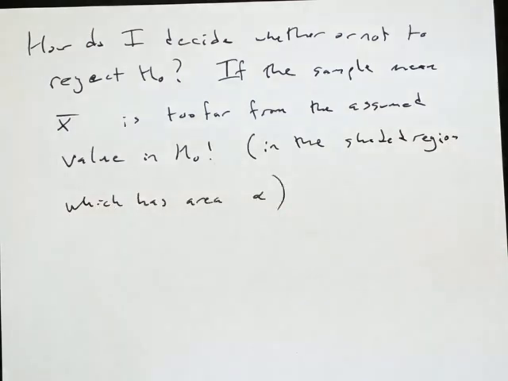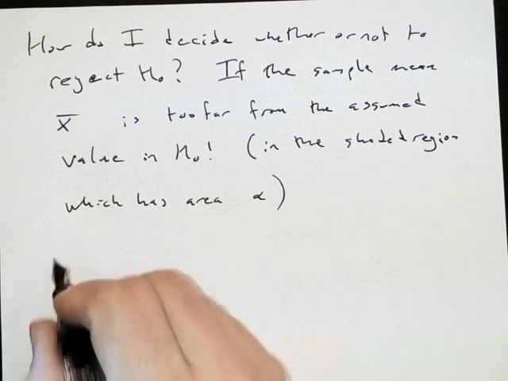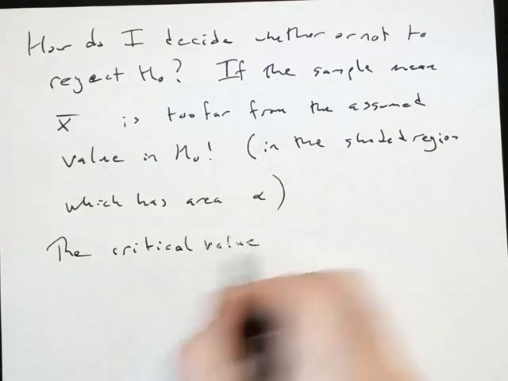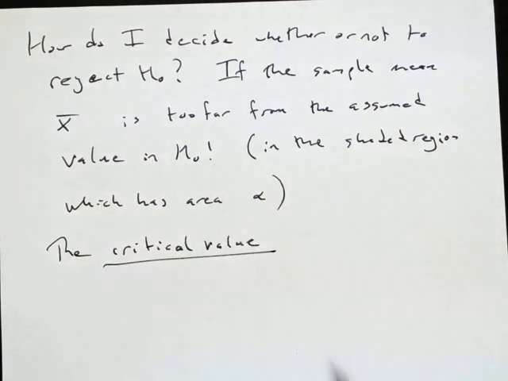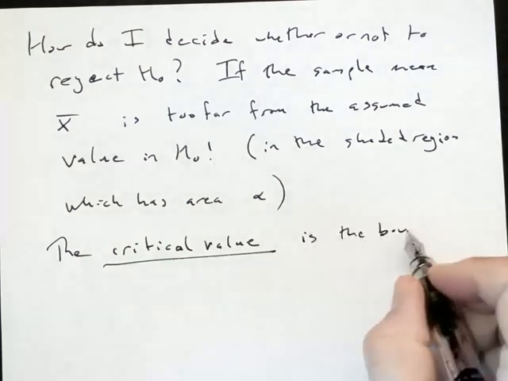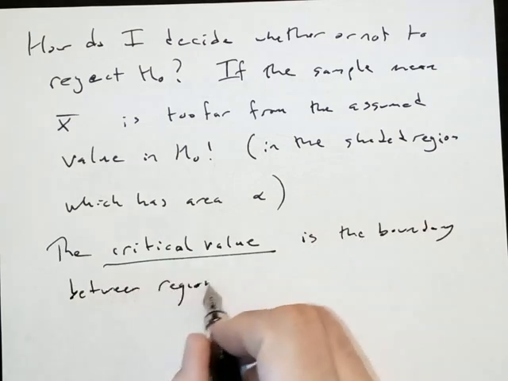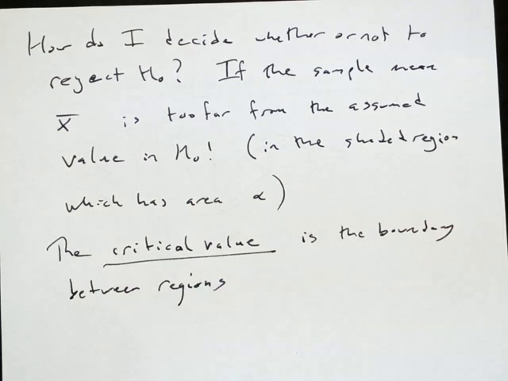The area of that shaded region is alpha, which is why if I go to make my test stronger, I make alpha smaller: fewer false positives, it's harder to reject, more possible false negatives. The dividing line is the critical value.